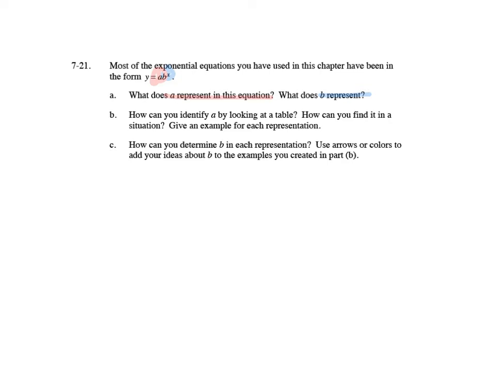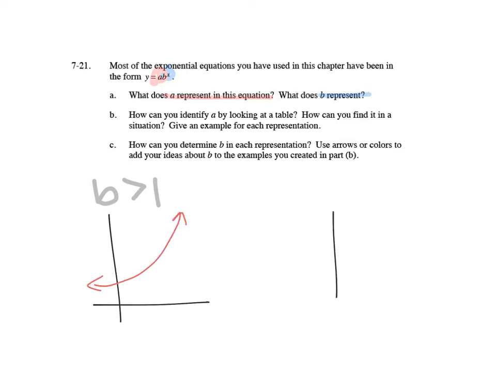If the multiplier, the b number, is larger than 1, that means our situation will be exponential growth. The graph will look like this. If our b multiplier is a decimal or fraction in between 0 and 1, that means we're going to have a situation with decay, where it starts with a lot and it's getting less and less each time.